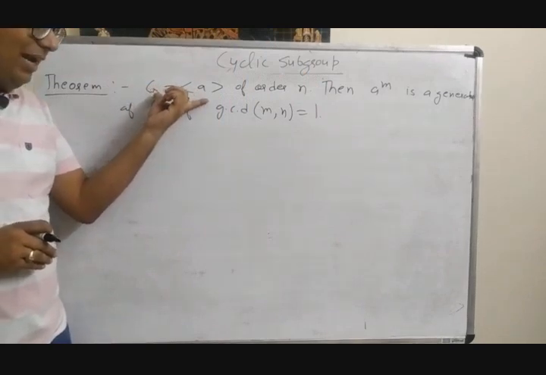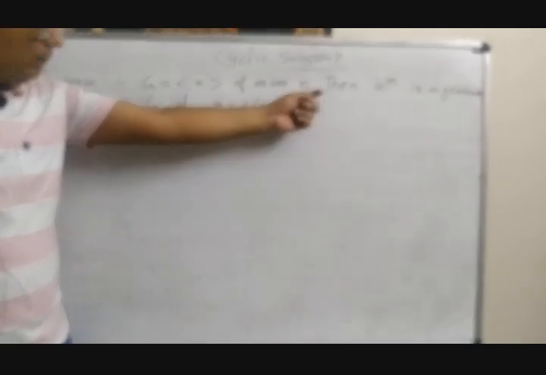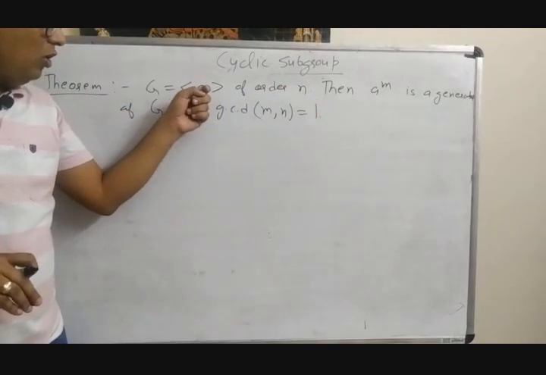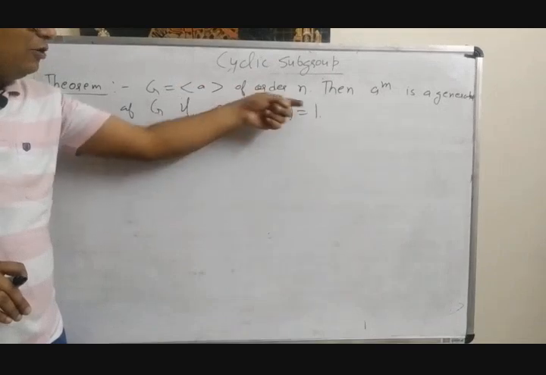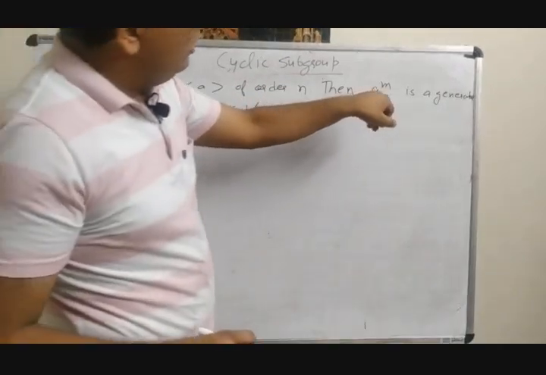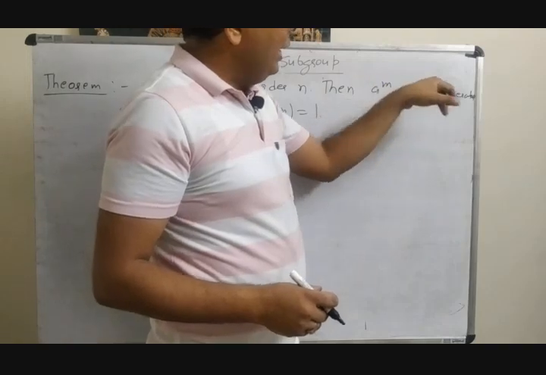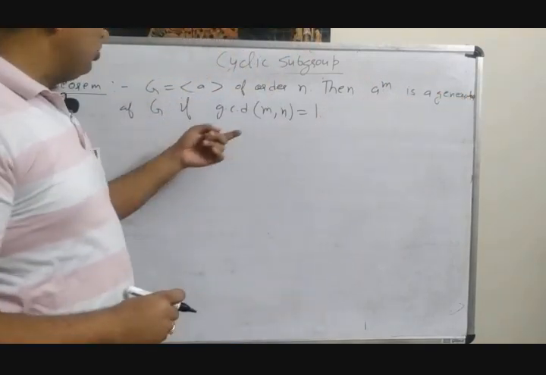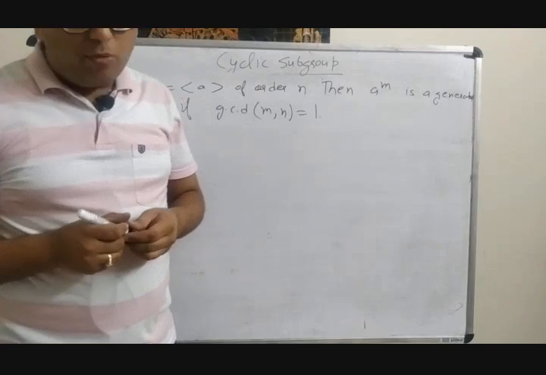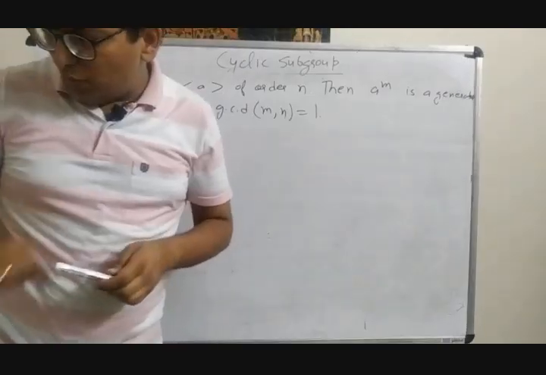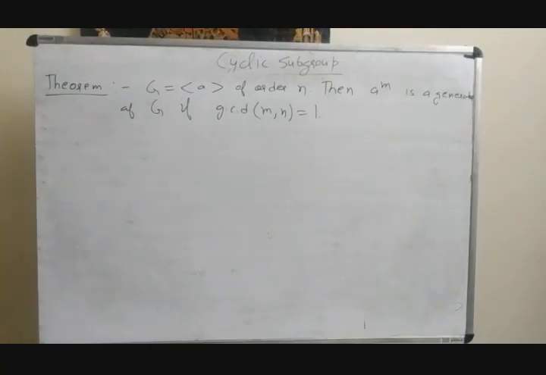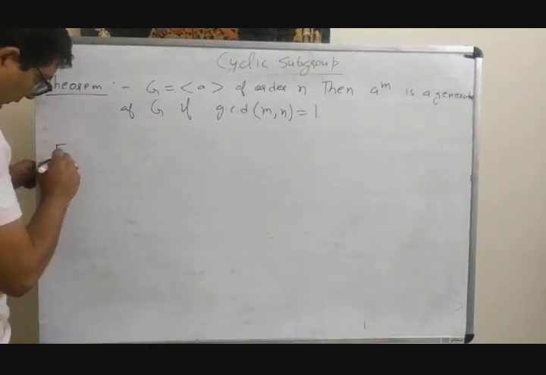So G is a cyclic group of order n, or you can say the order of the element A is also n. Then A raised to power m is the generator if the greatest common divisor of m comma n is equal to 1. Now let us take a problem. Example.